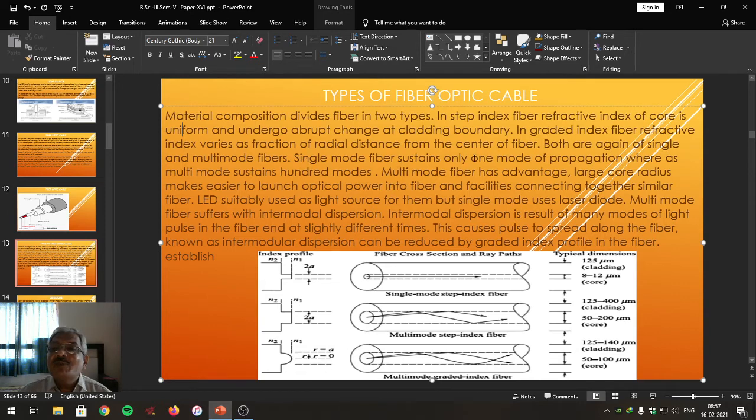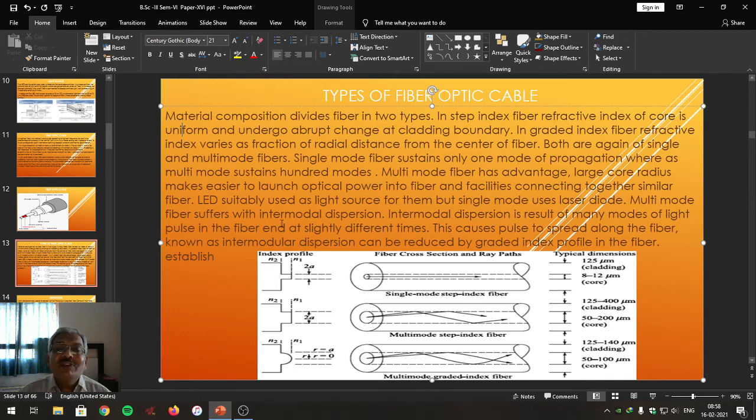Monomode fiber sustains only one mode of propagation, whereas a multimode fiber sustains several hundred modes of propagation. Multimode fiber has the advantage of a large core radius and makes it easier to launch the optical power into the fiber and facilitates connecting together similar fibers. Many such fibers are going to be connected with each other. This is the facility provided with the multimode fiber. LED is a suitable light source for multimode fiber, but single mode optical fiber uses the laser diode.